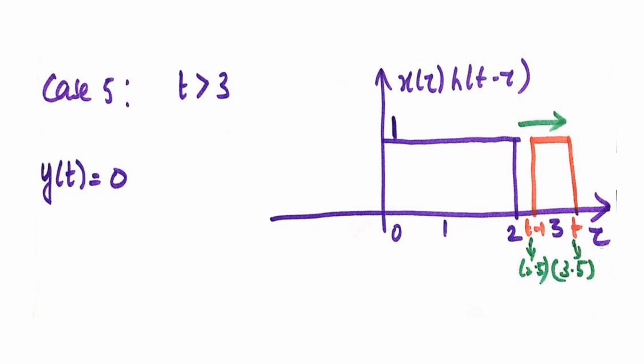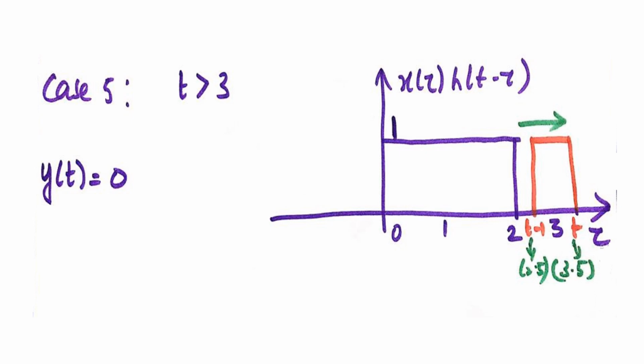Now if it is 2.5, do you see any product which exists between this x of tau, which is defined between 0 to 2, and h of t minus tau? We actually don't see any product which exists between x of tau and h of t minus tau. There is no product. So the t here is greater than 3. This edge is greater than 3, so it could be anywhere. For simplicity, I have taken 3.5.